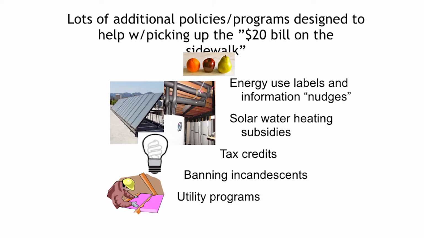Okay, so besides that unifying concept, though, there's an awful lot of scatter. There's a lot of additional policies and programs designed to help with picking up the $20 bill from the sidewalk. So things like utility programs and banning incandescents and tax credits and solar water heating subsidies and energy use labels and information nudges. We could go into this in some detail, but have you ever heard of O-Power, or getting utility bills that compare you to your energy efficient neighbor?